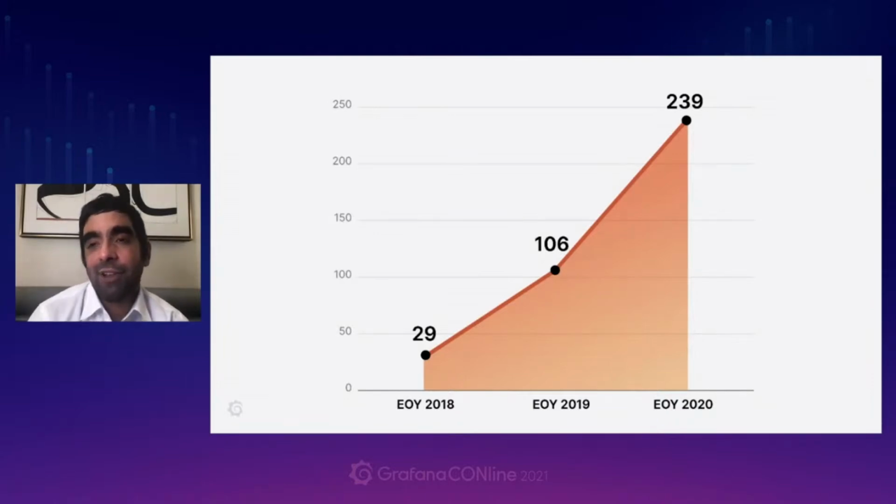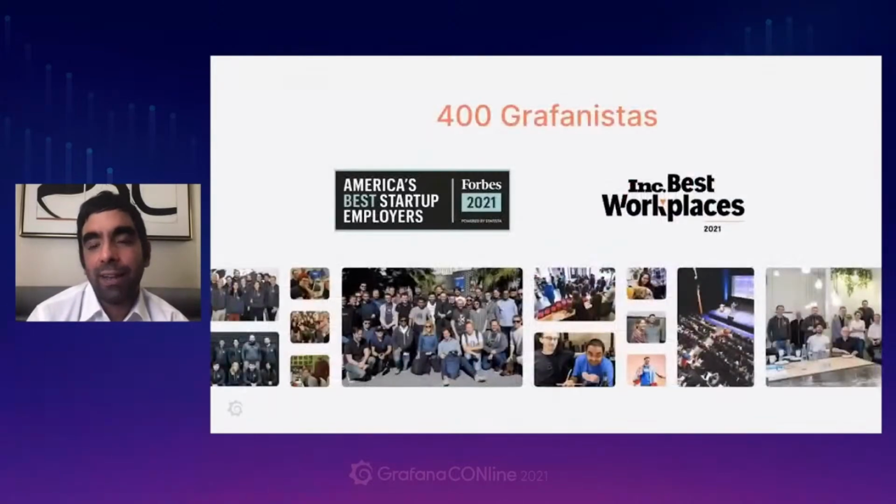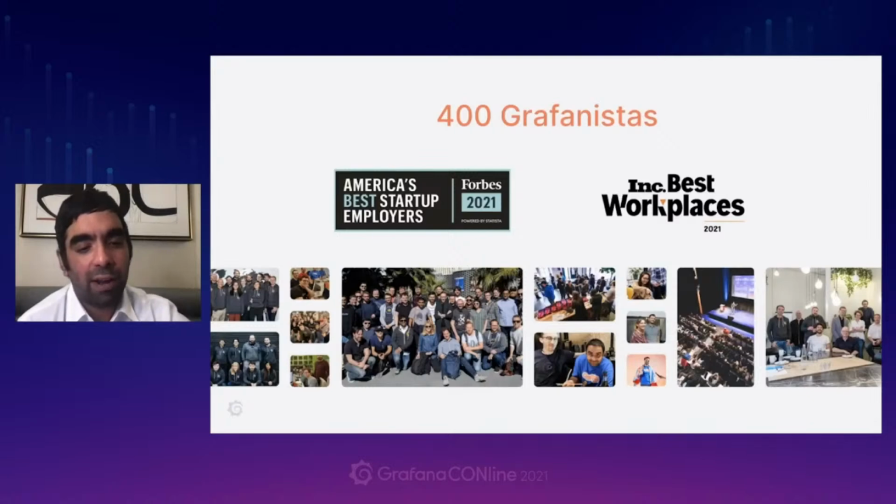But the craziness doesn't stop there. It's been even more insane since the end of 2020. Over the last 6 months, we've gone from 239 to about 400 Grafanistas all over the world. So we're a remote-first company. We have employees in over 40 countries and every continent except Antarctica. We're still working on that.